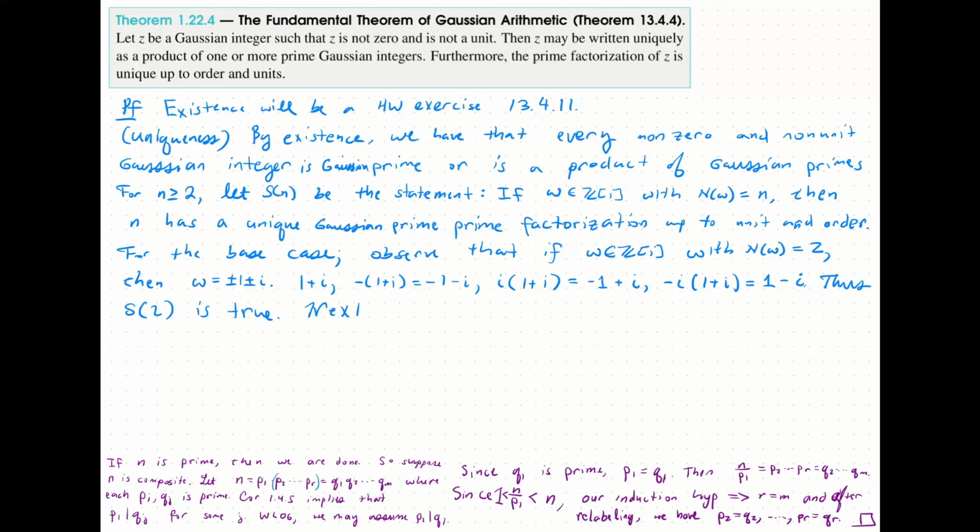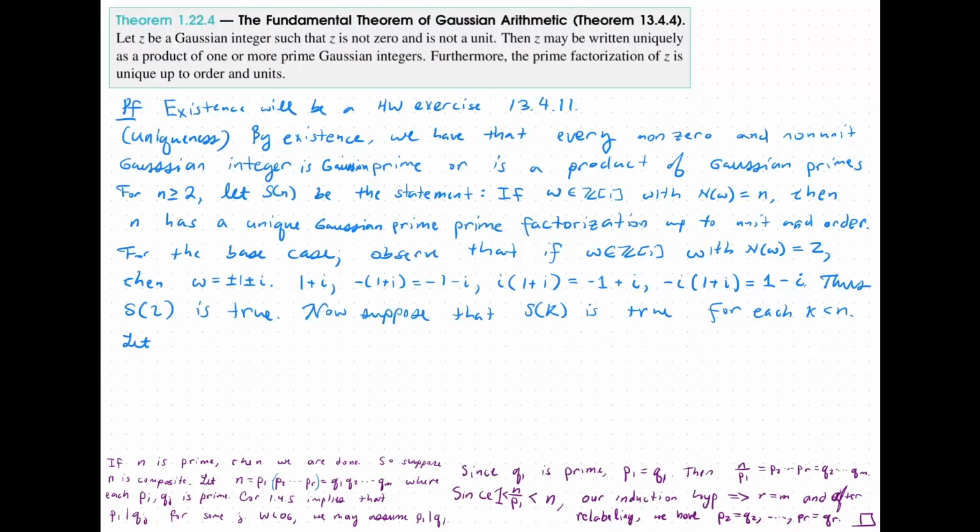Actually, wait, hold on. So we're doing strong induction. So now suppose that the statement S of k is true for each k less than n.